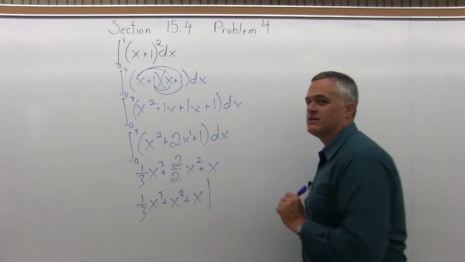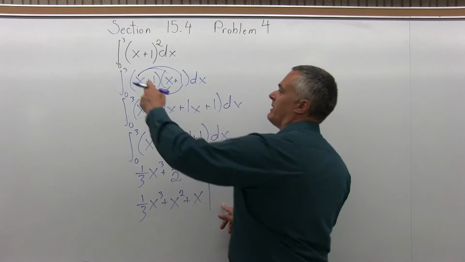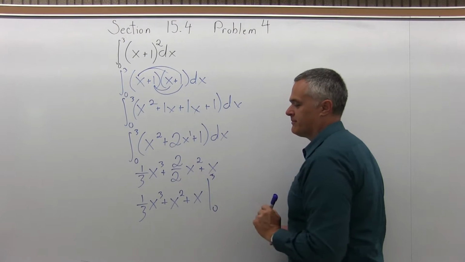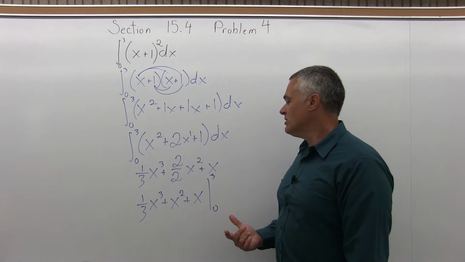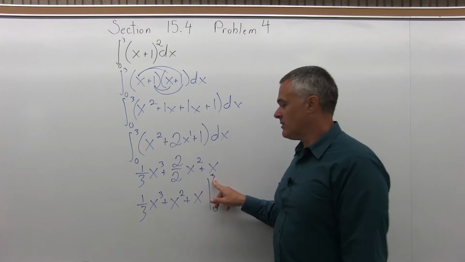So now that that's the answer for the integral, I'll put a long straight vertical line to the right of that. I'll put in my limits of integration, 3 for the top and 0 for the bottom. So that's the end of step 1. I solved the integral. Step 2 is put in the upper limit of integration for your variable.